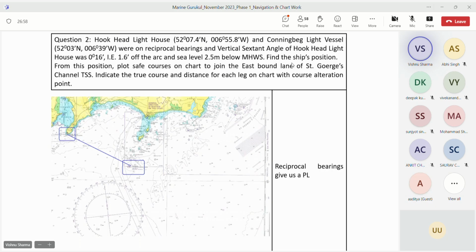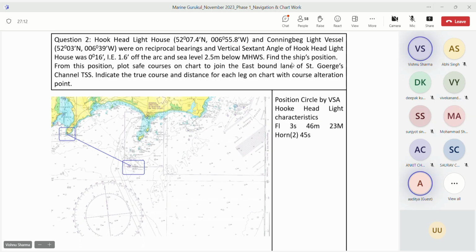Guys, where are we going to get the height? From the chart, sir. Okay, lighthouse. So these are the characteristics, I'm showing you, I don't want you to waste time. Now tell me, what will be the height in the formula?